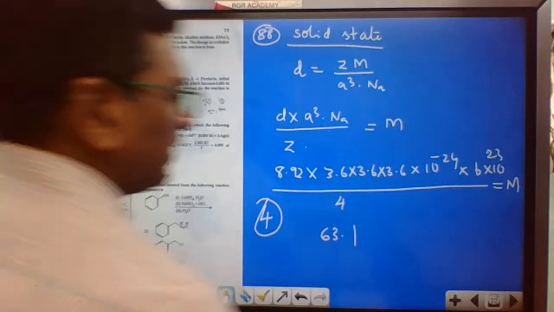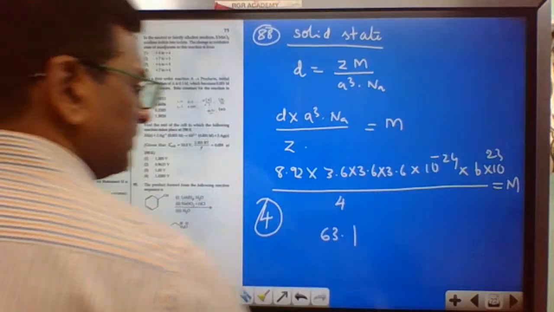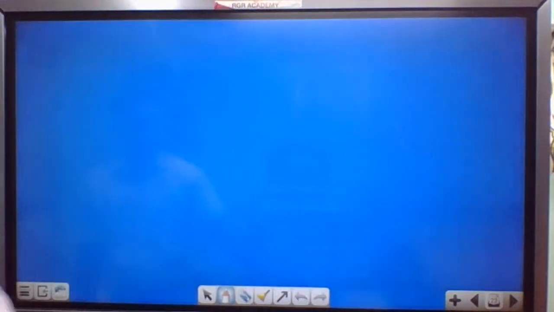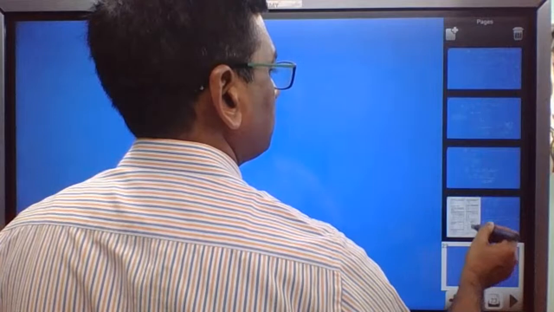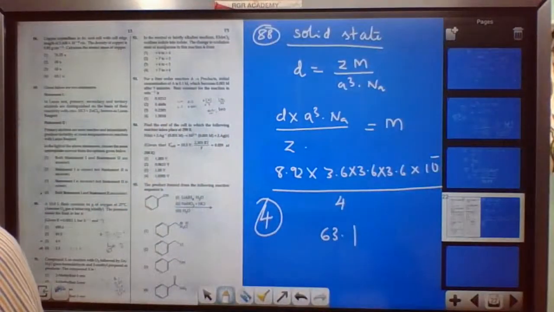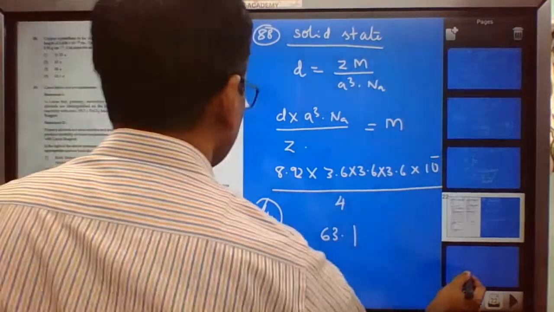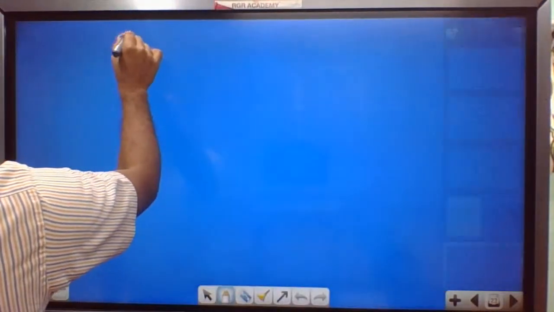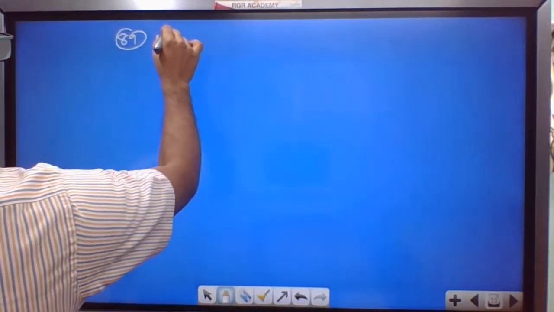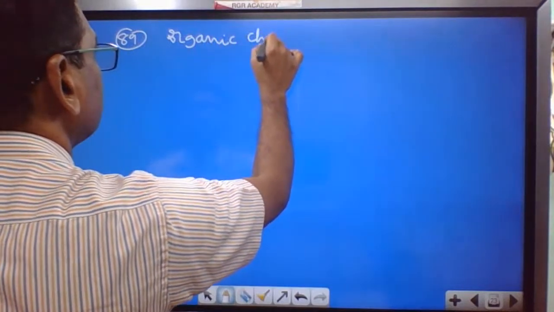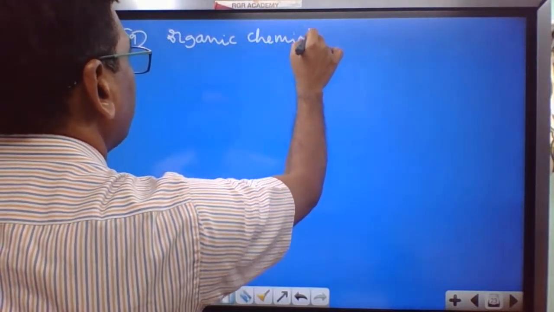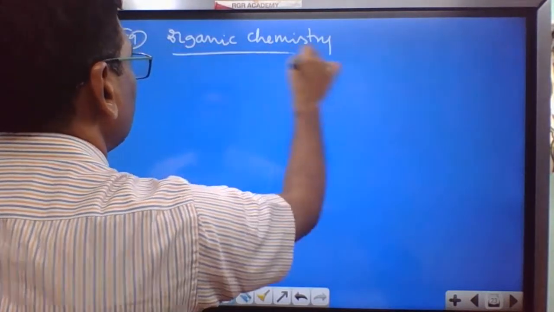Then coming to the 89. 89. So given below are two statements. Again, it's organic chemistry. 89th question is from organic. Direct question. Organic chemistry.